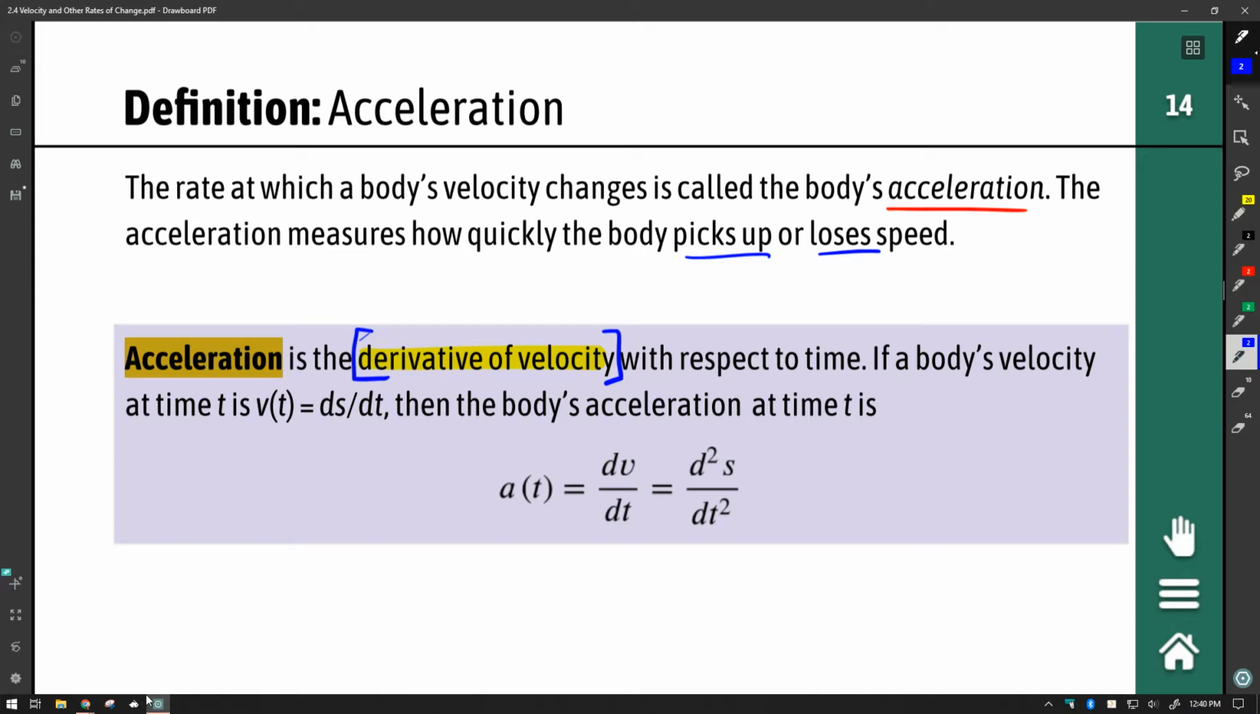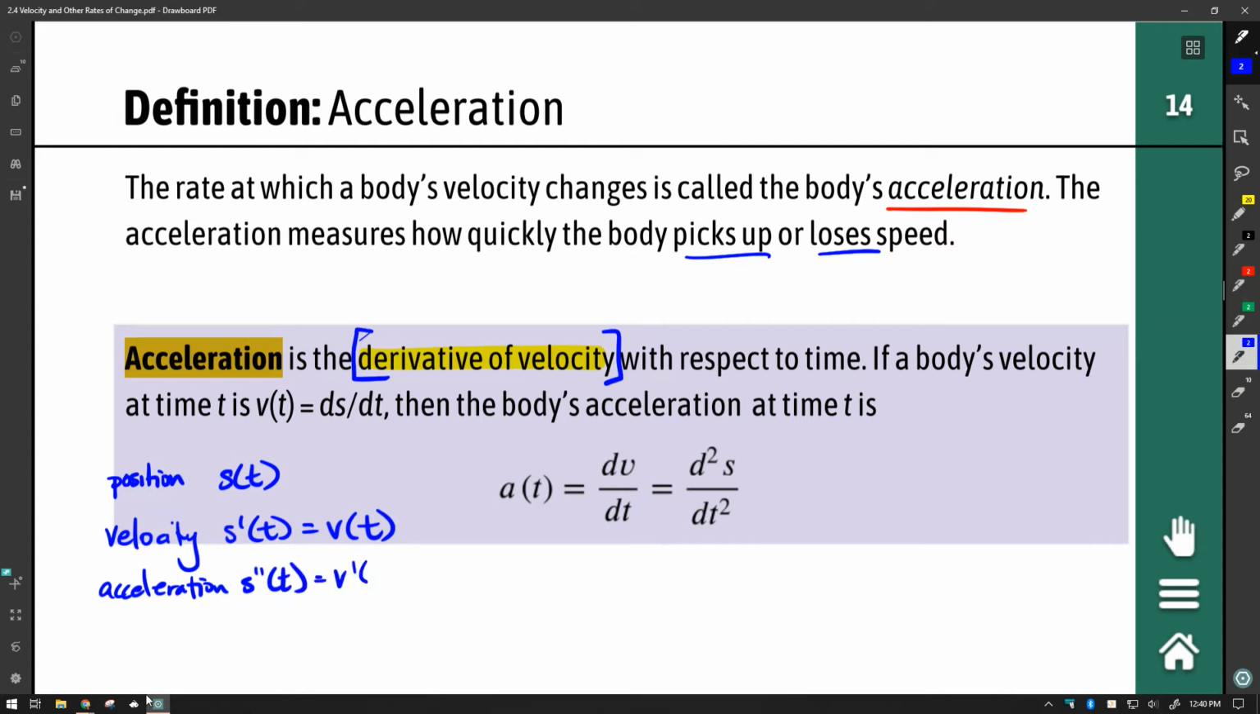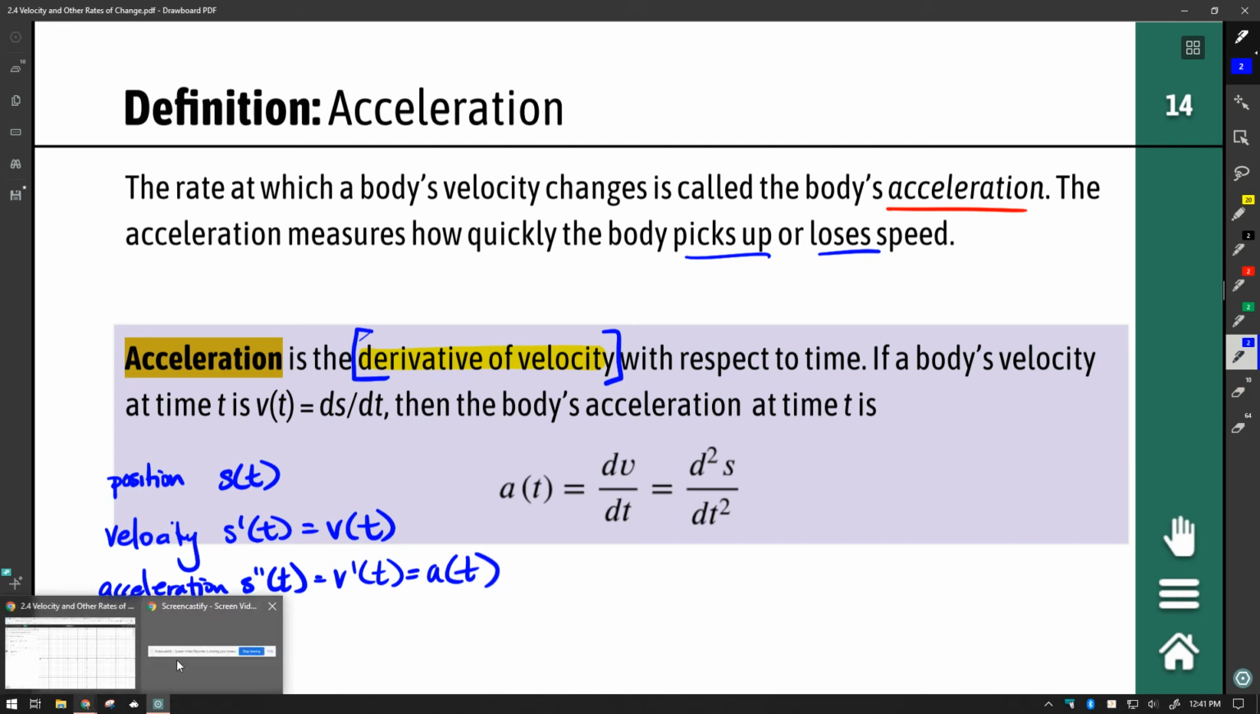So we may think of it like this. We have position, which is s of t. Then the derivative of that is velocity. So that would be s prime of t, which is v of t. And then the derivative of velocity is acceleration. And that would be the second derivative of position or the first derivative of velocity. And that we're going to call the a function, acceleration with respect to time. And we'll learn more about motion on a line in the next video.